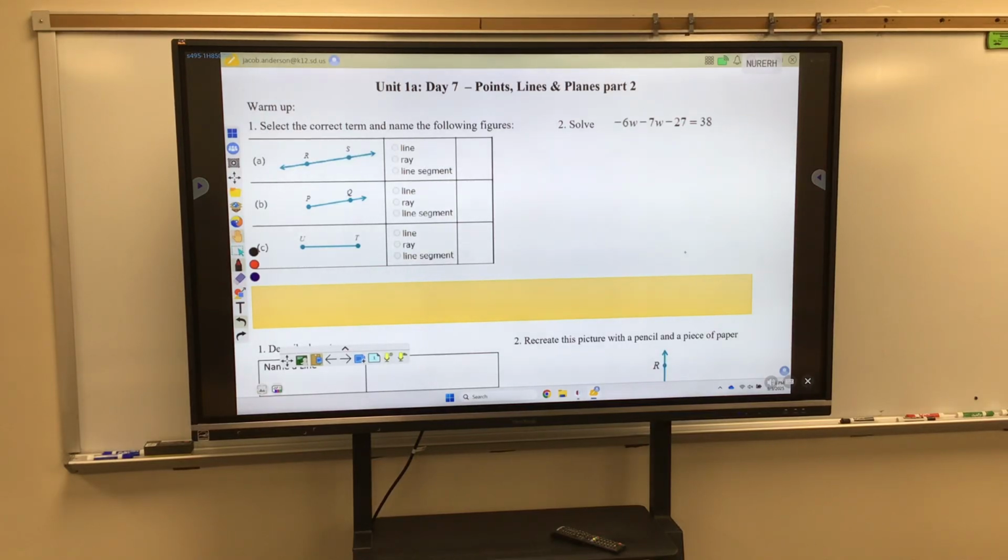Okay, we are going to go through Unit 1, Day 7 in your notes, so if you could pull those out. We can start by going through the warm-up. So what I'll have the substitute do right now is I'll have the substitute pause and give you guys about 4 minutes to complete both question 1 and question 2 before we get going with today's notes.